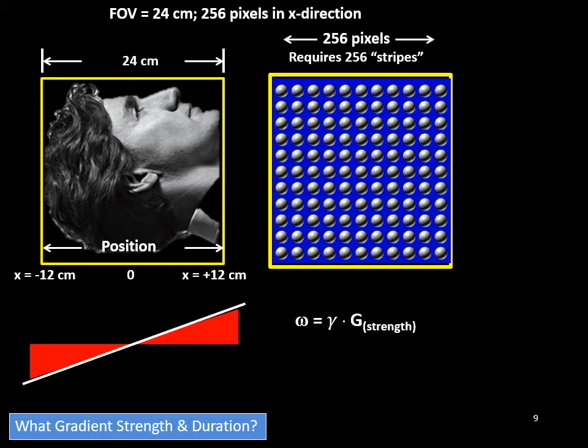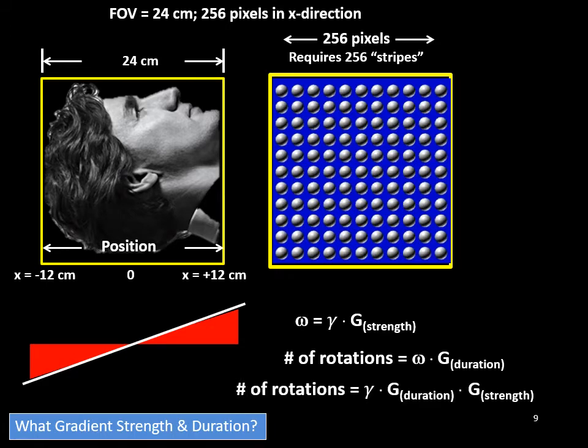Recall that the precessional frequency is equal to the gyromagnetic constant multiplied times the gradient strength with respect to the frame of reference, which is 0 in the middle. And the number of rotations is equal to the precessional frequency multiplied by the length of time for which the gradient is applied. So the number of rotations that any ball experiences is the gyromagnetic constant times the gradient duration times the gradient strength at the position of that ball.